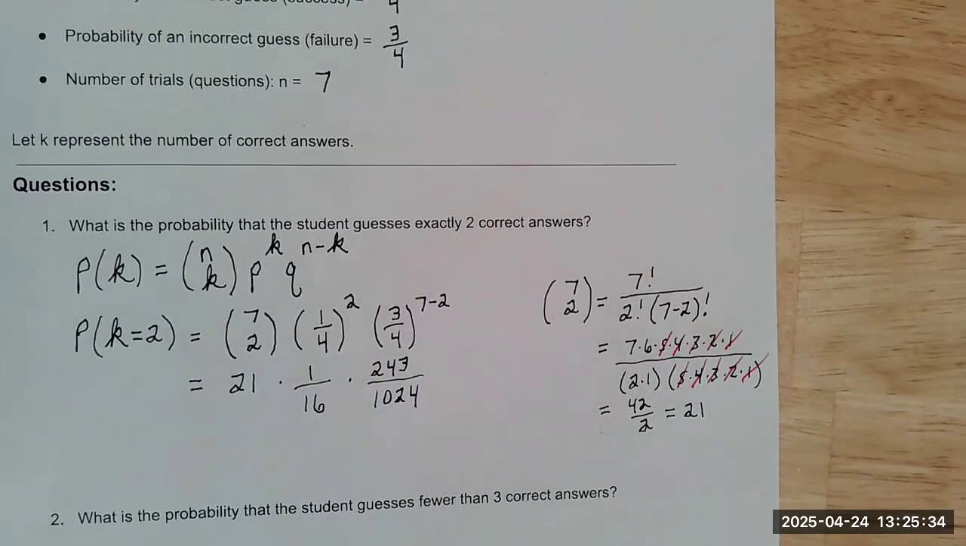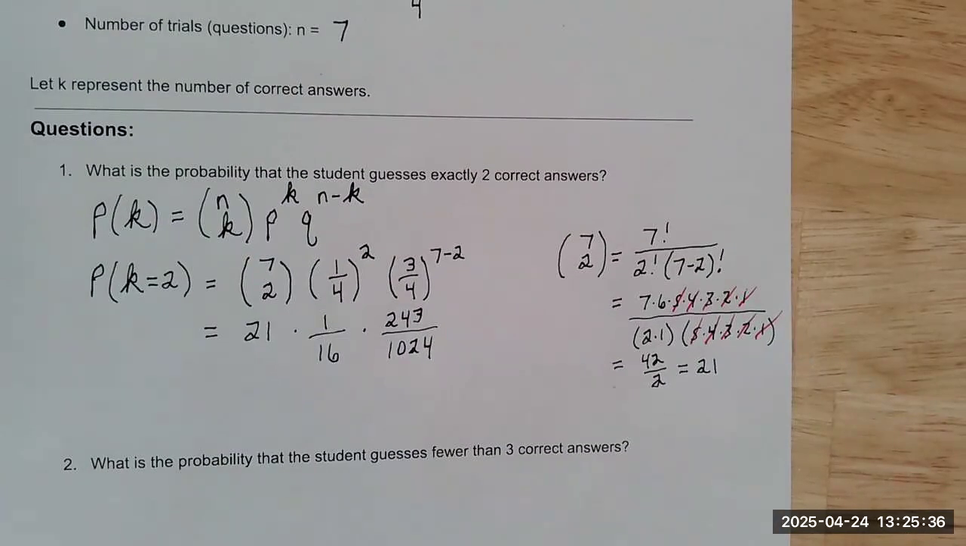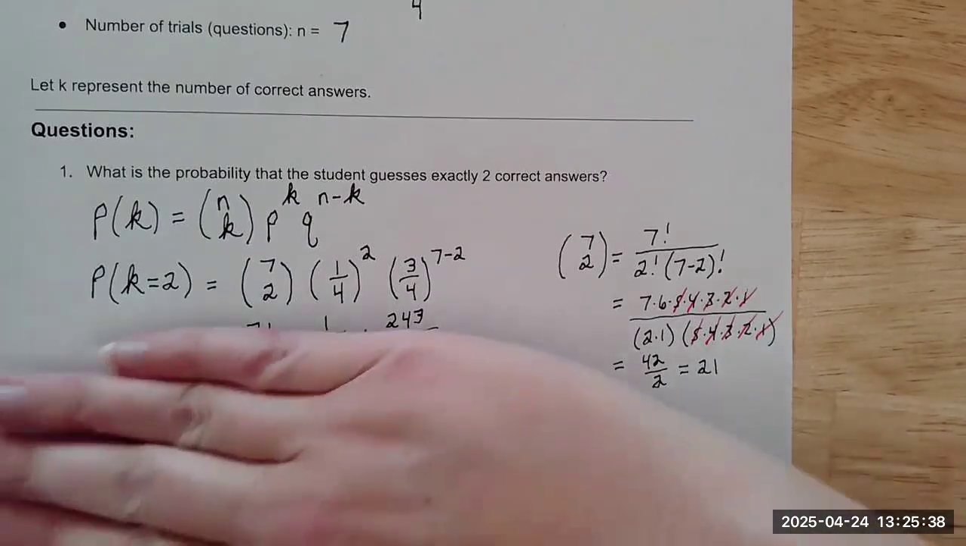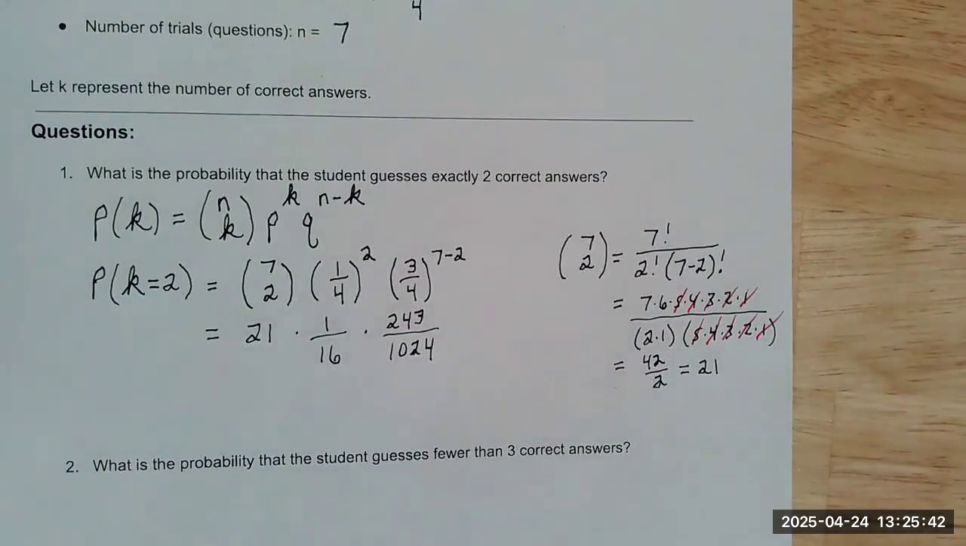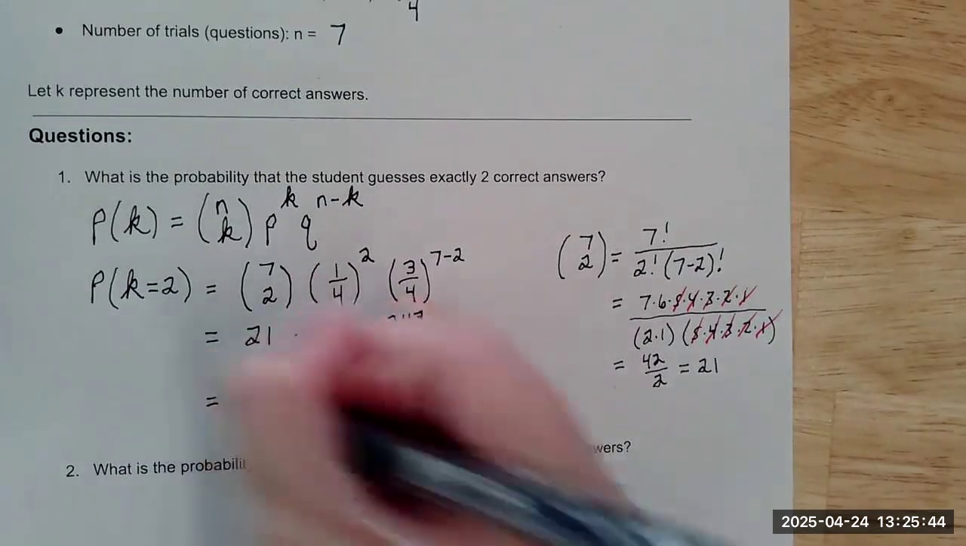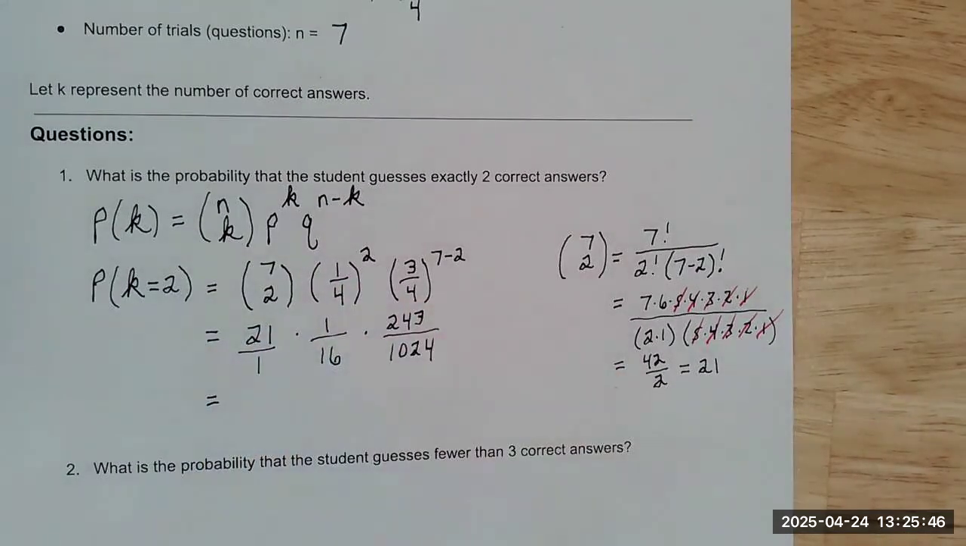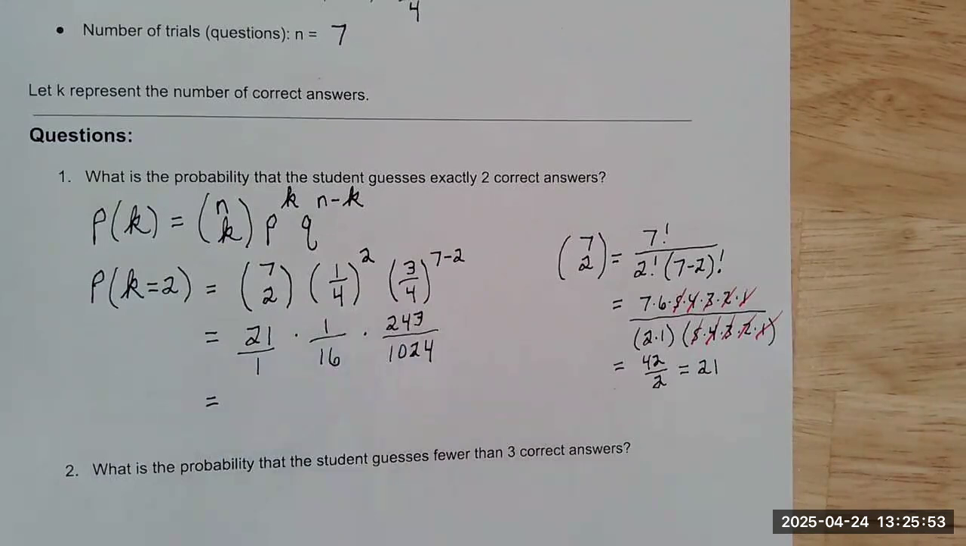So usually on the test, you're leaving your answer back up here. But since we're actually talking about a test here, I want to see what's the probability that this person guesses exactly 2 correct answers. I want to know. All right. So we're going to do 21 times 1 times 243.